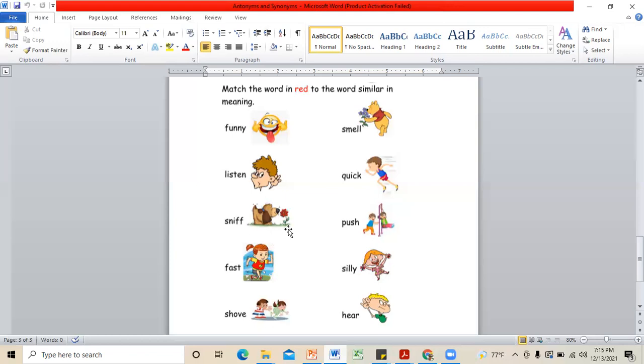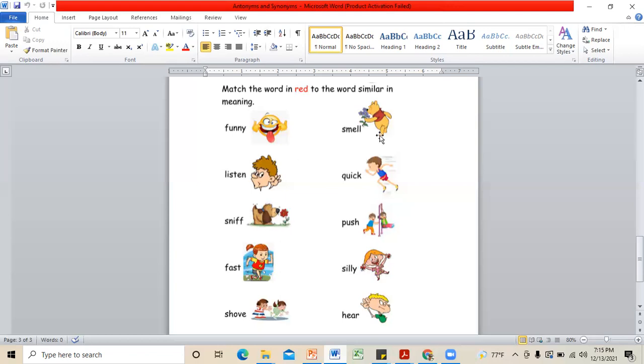And the third word is sniff, right? So we will come back to Bhashita. Bhashita, can you say what is the similar word to sniff? Smell? Yes, very good, smell, right?